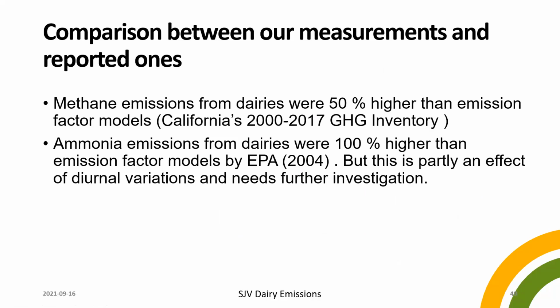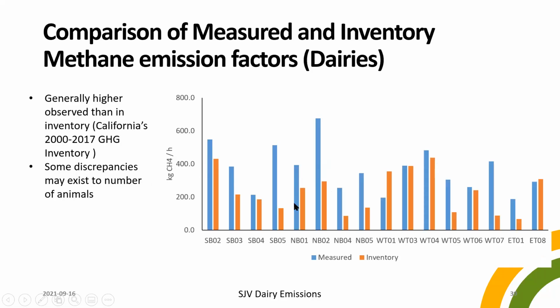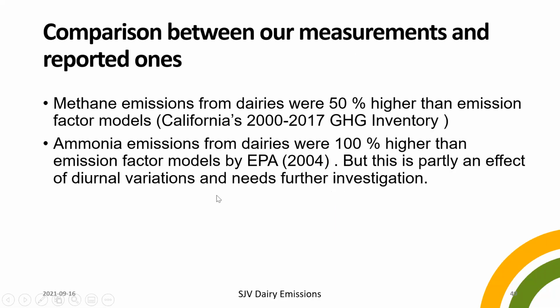Doing the same for ammonia, we used older emission factors from the EPA 2004. If we did that, then we actually got 100% difference between our measurements and what was in these models. However, ammonia is known to have a diurnal variation because of the sun driving some of the emissions. So we know that part of this discrepancy is actually caused by that. So that needs some further investigation.